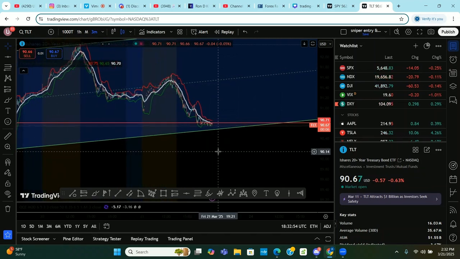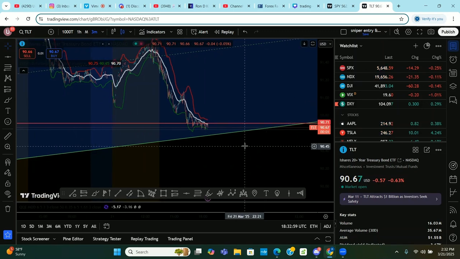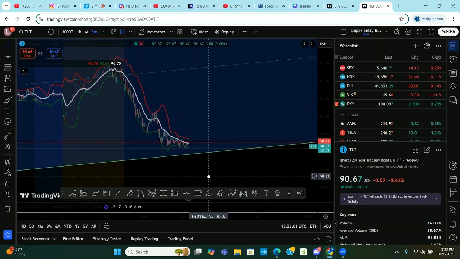If we break above, SPY is going to fall. And if we break below, SPY is going to go up. All right, now we have consolidation.